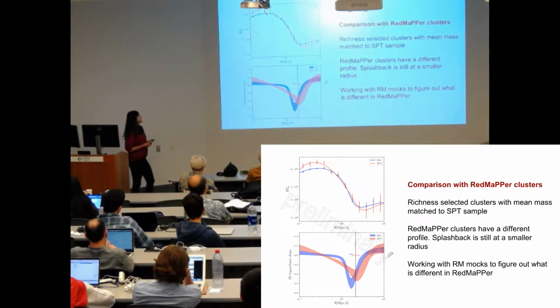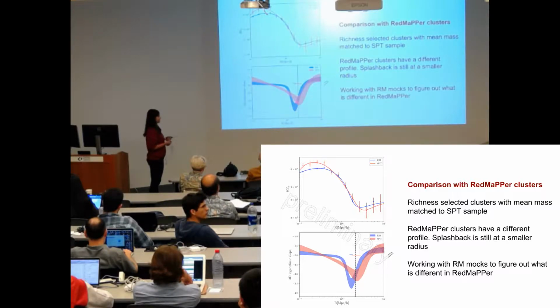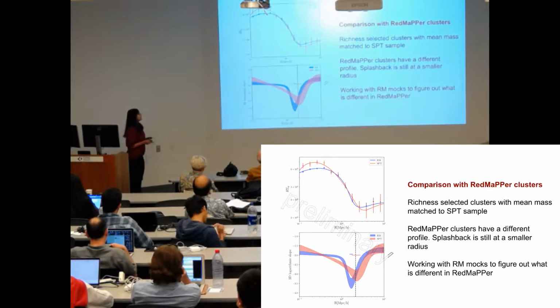When we do a lambda cut, a richness cut in the redMaPPer sample to basically mass match to SPT, we still find a much smaller splashback radius in the redMaPPer clusters, and much smaller than simulations as well. We have some ideas as to what could be going on, but we don't have a definitive answer yet, and we're still working on it. So to summarize, this tension still exists. We cannot reconcile the redMaPPer splashback measurement to the SPT measurement.